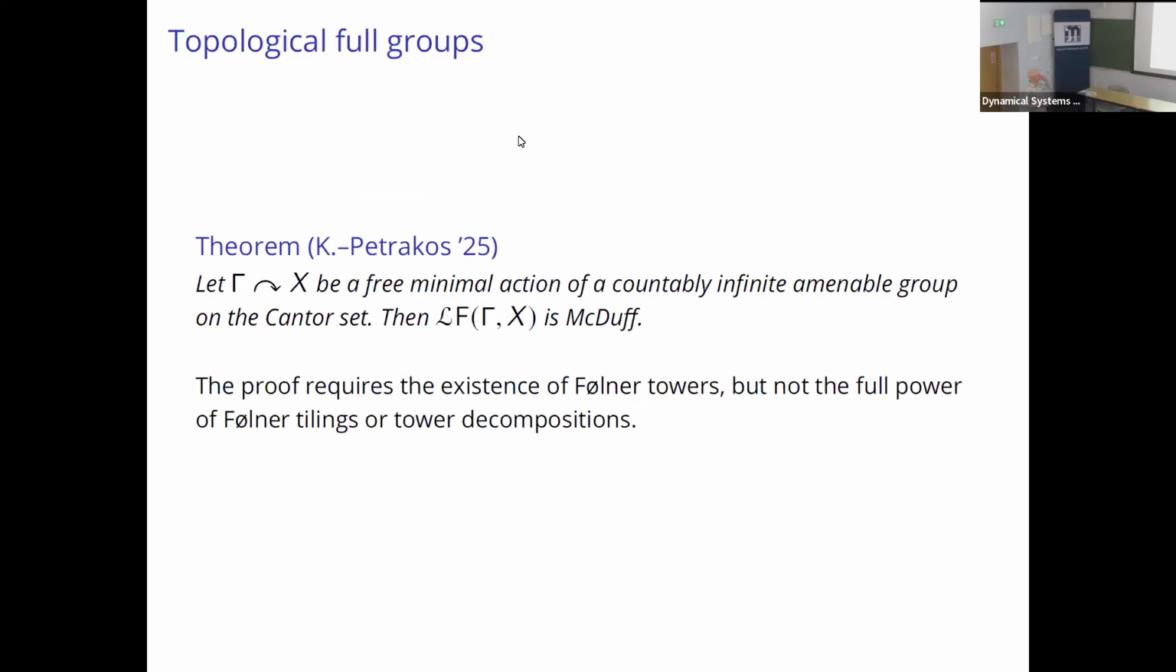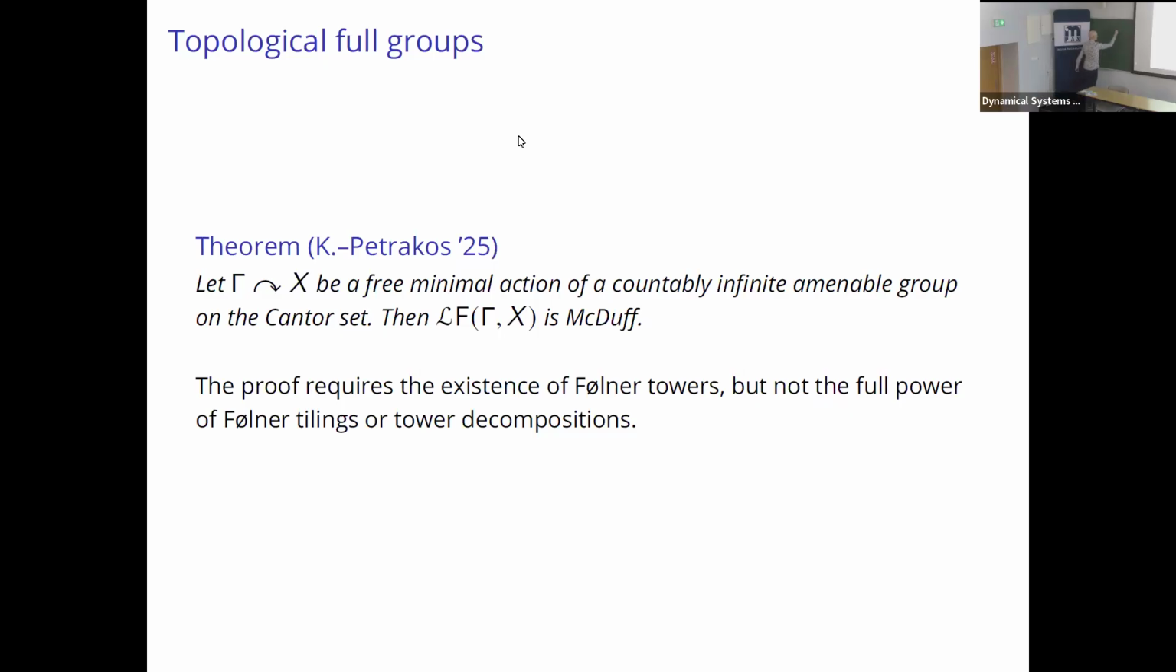Okay, so this is a result with Spiros here that if we have a free minimal action of a countably infinite amenable group on the Cantor set, so you look at the full group, its von Neumann algebra is McDuff. The proof here, interestingly, doesn't require the full power of Følner tilings. We don't need Følner tilings or tower decompositions. It's just Følnerness.